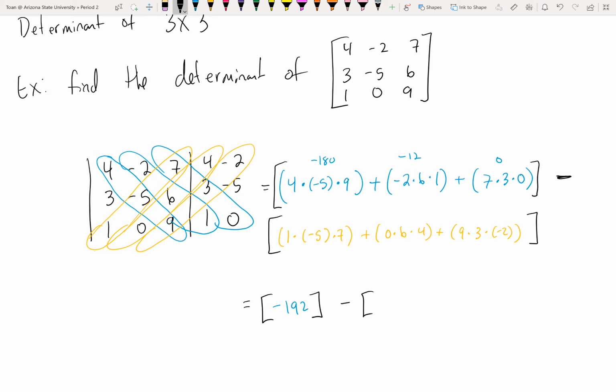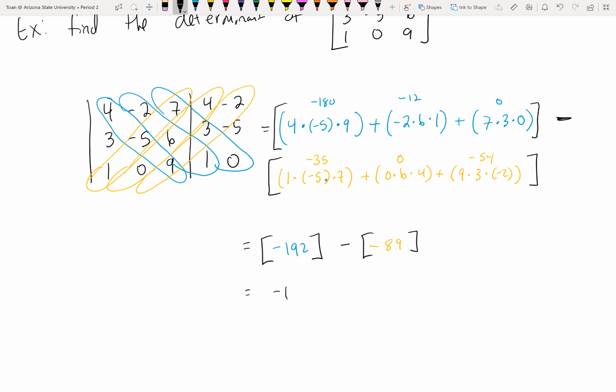Minus, and then do the yellow. 1 times -5 times 7 is -35. 0 times 6 times 4 is 0. 9 times 3 times -2 is -54. And then you just go ahead and add those together. So that gives you -89. And then you just do math. -192 minus a -89. That's -192 plus 89.